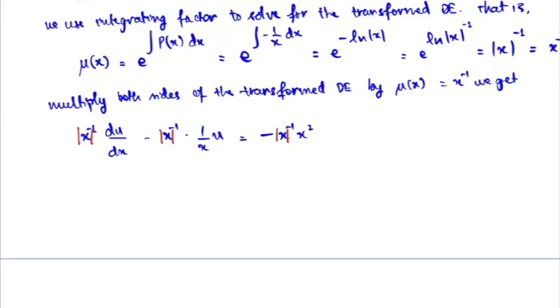And therefore, it's a little bit redundant that you have to use the absolute value, or you have to carry the absolute value for the integrating factor. Because eventually, at this step, the absolute value or the plus and minus have to be canceled out. You with me on that? And therefore, it's not necessary to carry the absolute value from the integrating factor to the transformed differential equation at all.